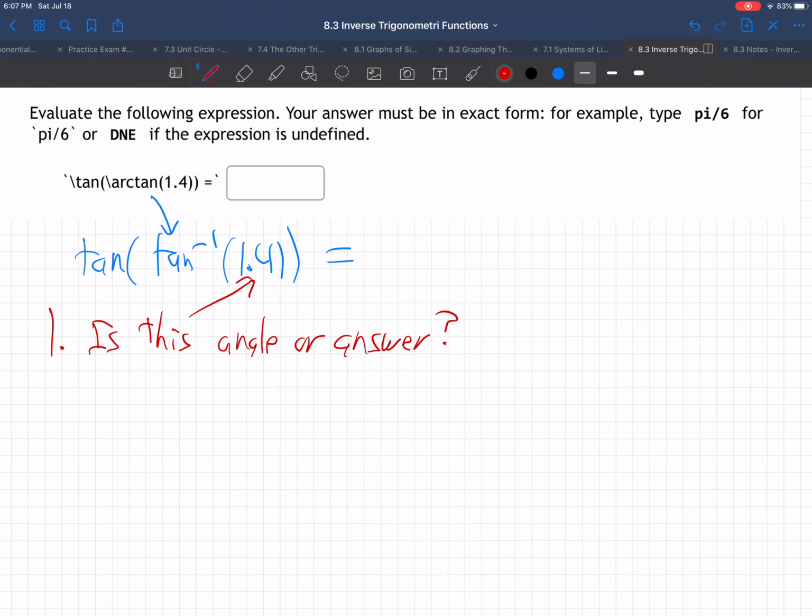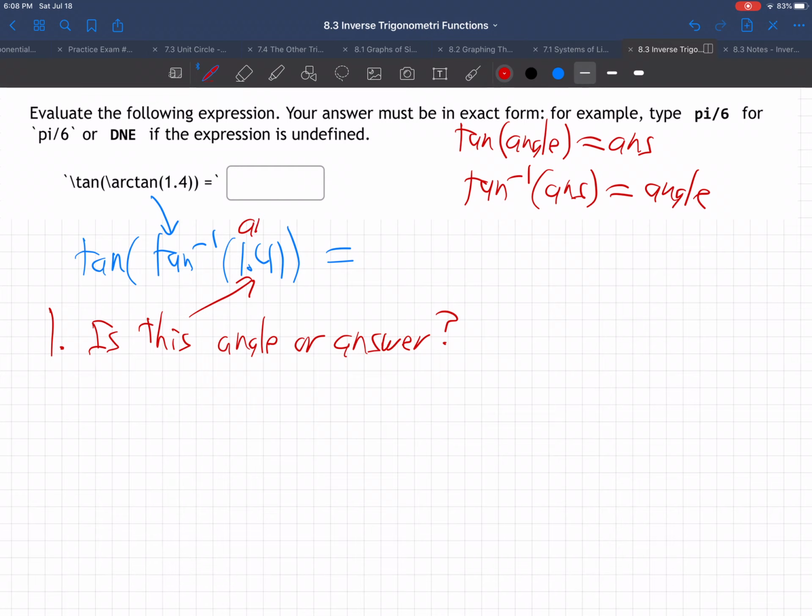And you can tell by the position, because we put into a normal tangent function an angle. We take the tangent of an angle like 30 degrees or pi over 6, and it comes out to be an answer. And then for inverse trig functions, we swap that. We put in answers, we get out angles. So this has got to be an answer because it's inside of an inverse tangent, right? So it's an answer, okay?